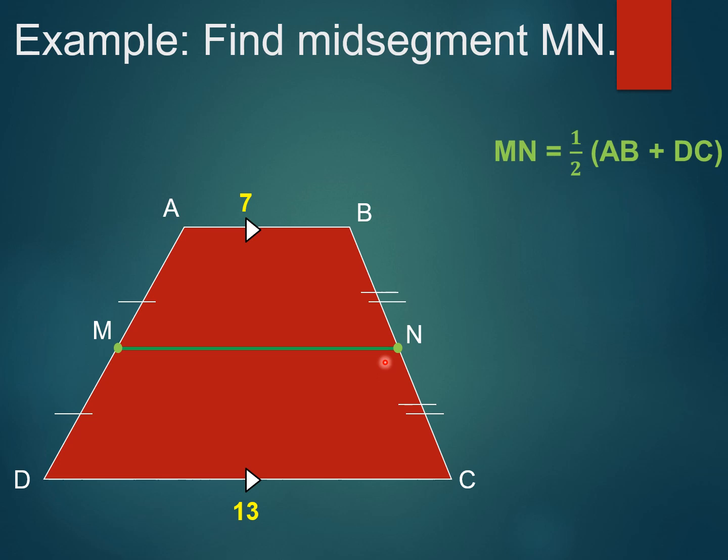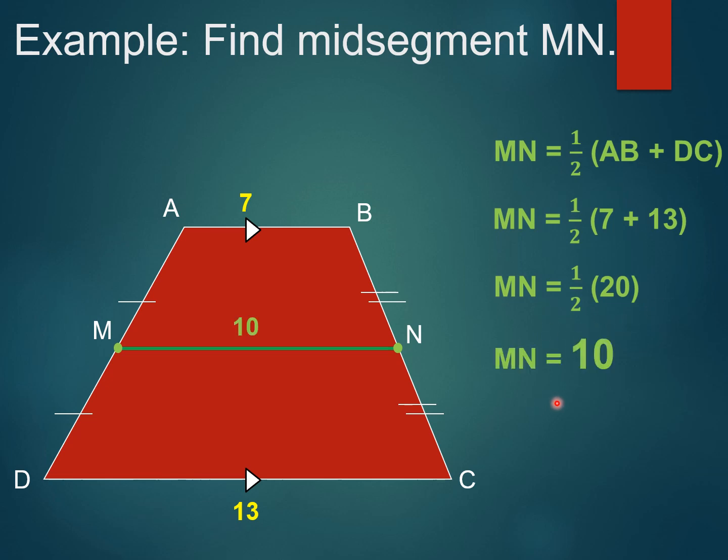So MN is equal to one half of the sum of its bases AB plus DC. We're going to substitute the values of AB and DC into the formula. We have MN equal to one half of the sum of 7 plus 13. That is one half of 20, which is 10. So the mid-segment length is equal to 10.